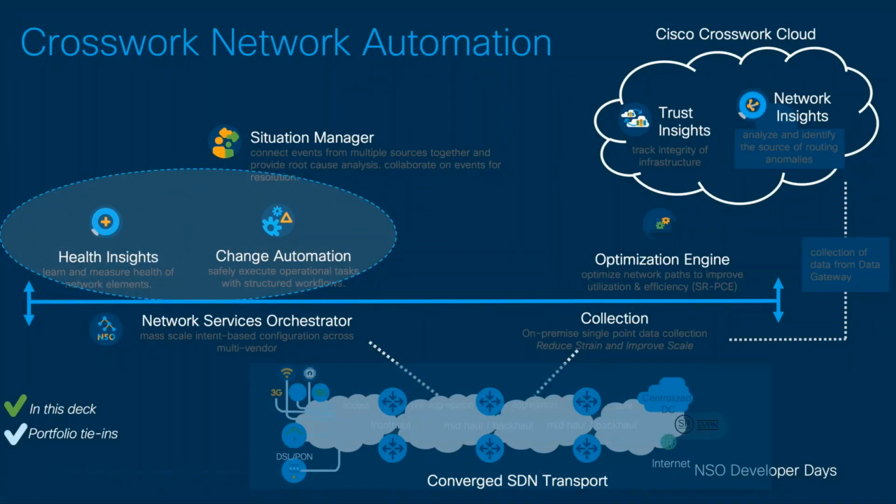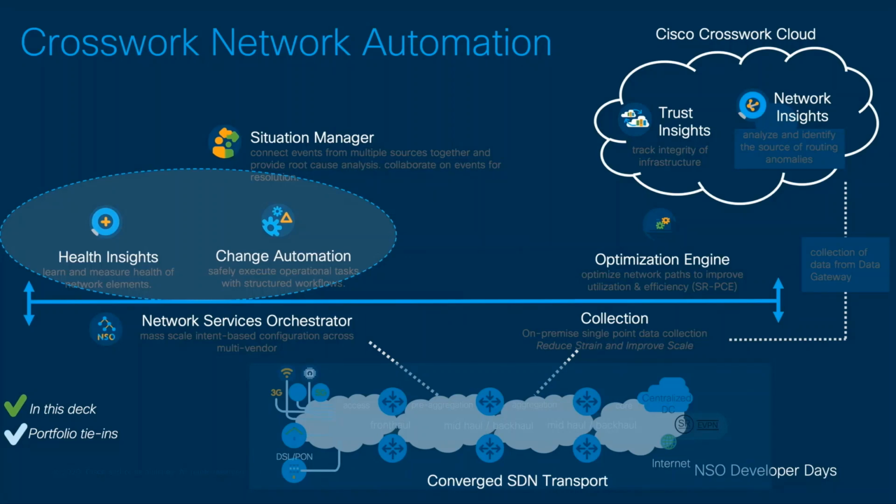With that being said, what are the various applications that fall under Crosswork? As you can see, Crosswork Network Automation is a suite of applications that includes Health Insights, Change Automation, Network Services Orchestrator, that is NSO, Collection, that is Data Gateway, Optimization Engine, Network Insights, and Trust Insights.